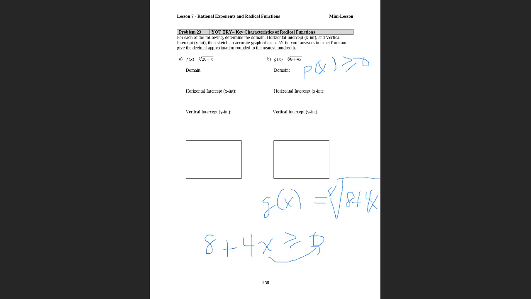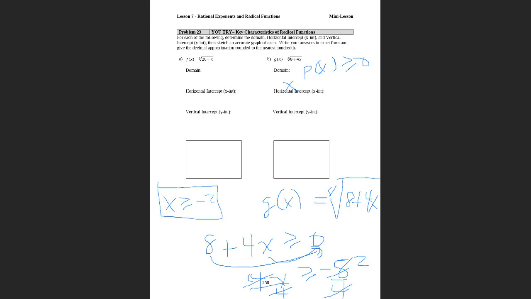You move the 8 over, so I have 4x is greater than or equal to negative 8. You always want the x part to be positive. So you divide by 4, and you have x is greater than or equal to what? Negative 2. This becomes your domain: x is greater than or equal to negative 2. That's my domain. What about my x-intercept?